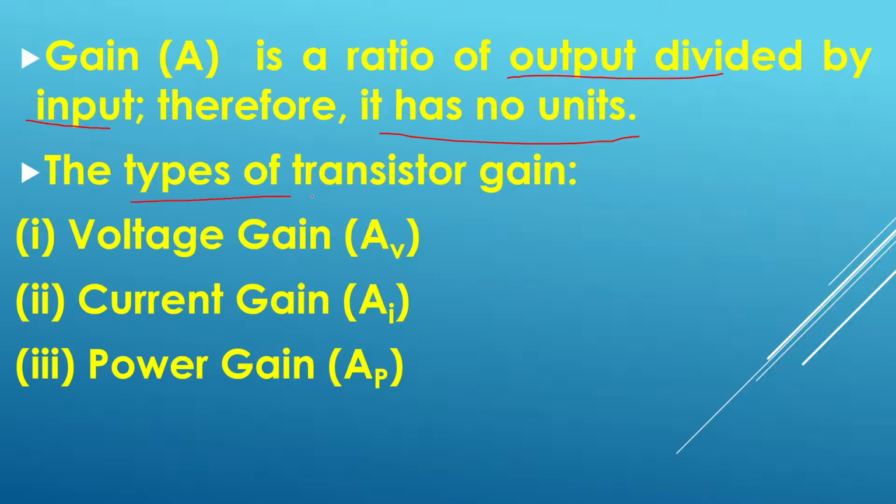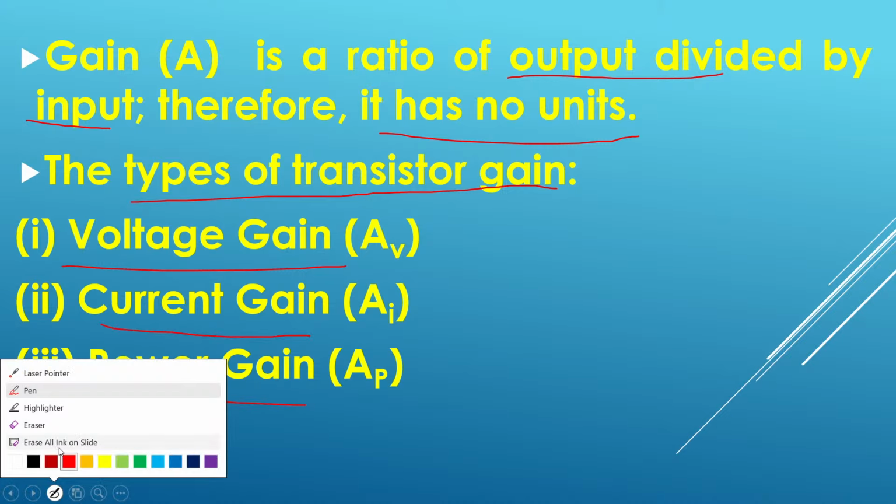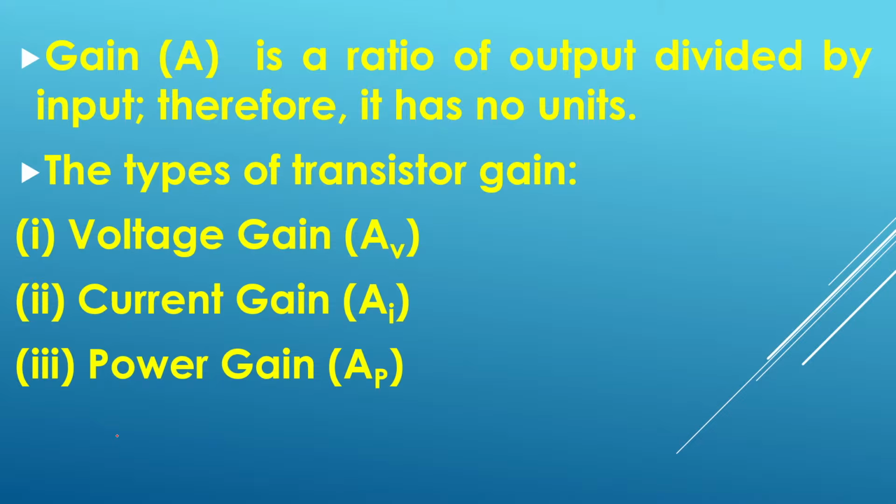There are three types of BJT (bipolar junction transistor) gains: voltage gain, current gain, and power gain. Write it down. Gain is the amount by which the amplifier will amplify the input signal. It is a ratio of output and input, and it can be of three types: voltage gain, current gain, and power gain.